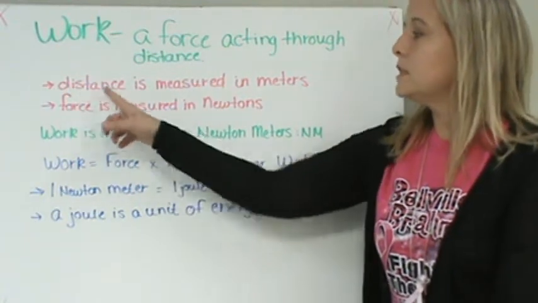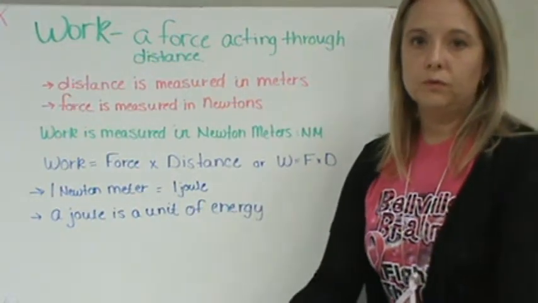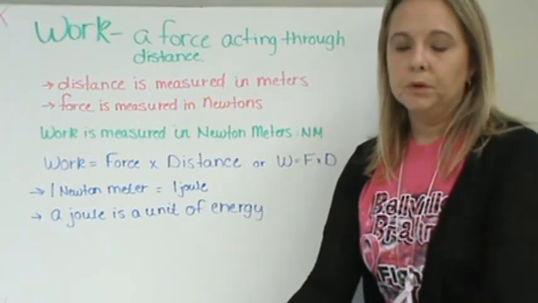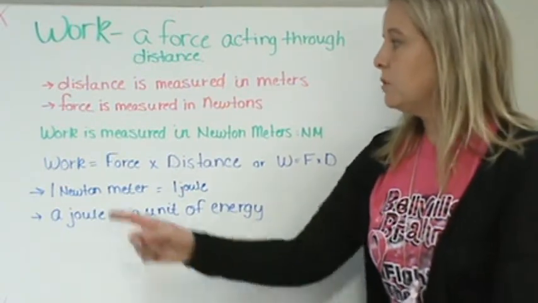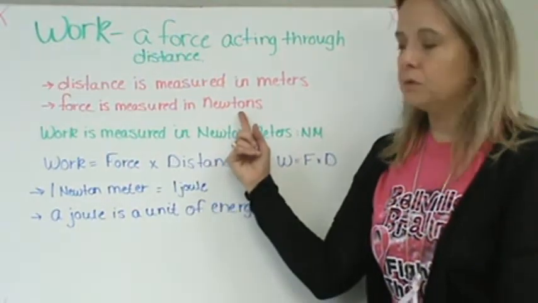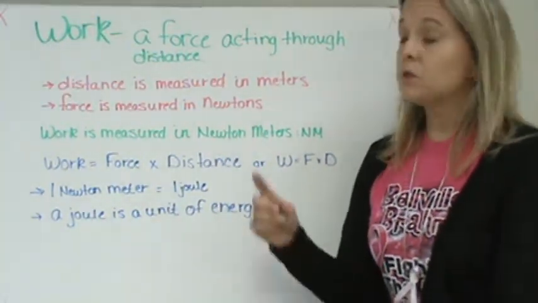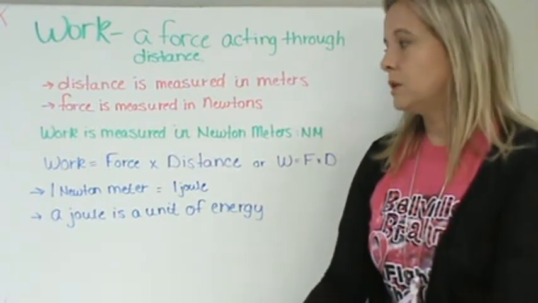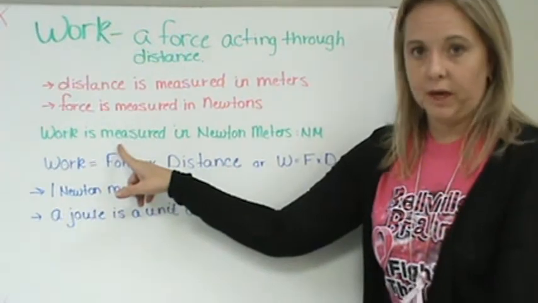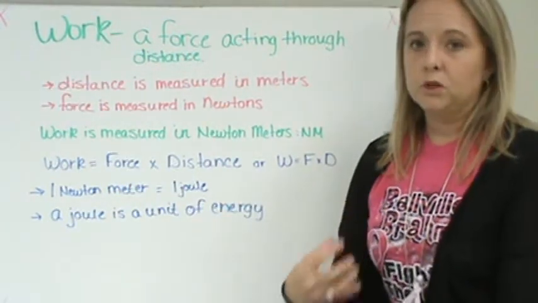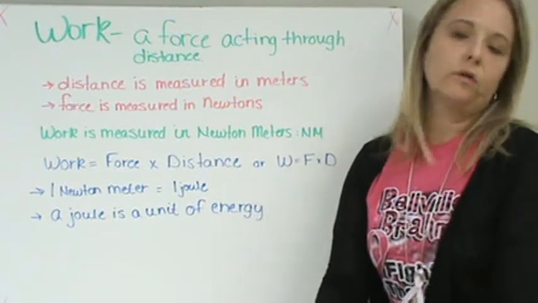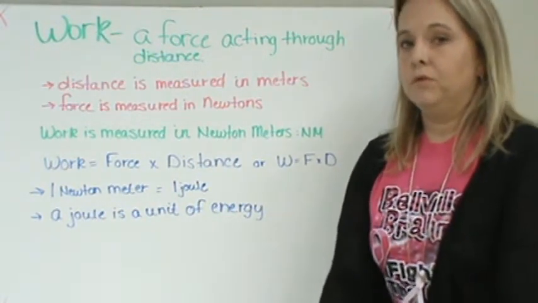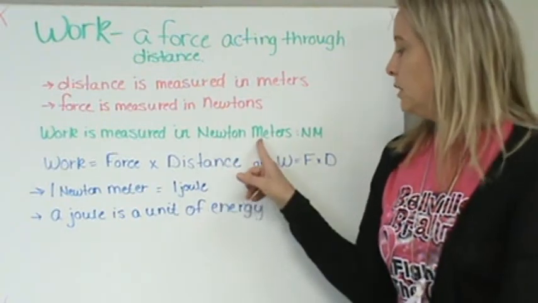So, distance is measured in meters. You've learned that since you were in elementary school. We use kilometers and millimeters and centimeters. So distance is measured in meters. Force is measured in newtons. Okay. So since we know that work is a force acting through distance, we have to put the newtons and the meters together. So when we measure work, how much work is actually being done, we use a unit of measurement called a Newton meter. You may have never heard of that before, and you might not hear of it again for a while. But for our class purposes, the Newton meter measures work.